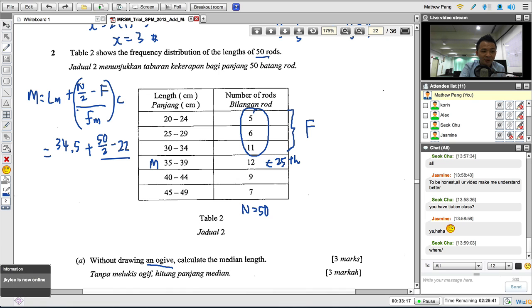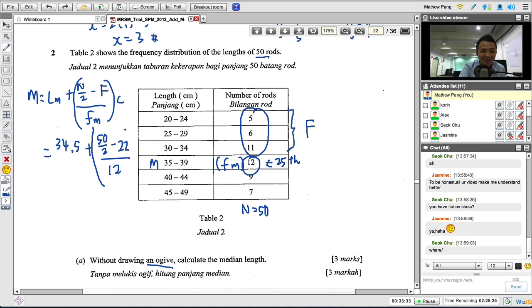Fm is the frequency of the median class. What am I saying? So the frequency of the median class is 12, isn't it? It's 12, so over 12.